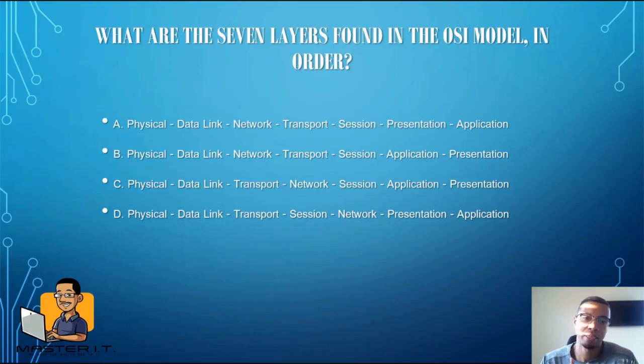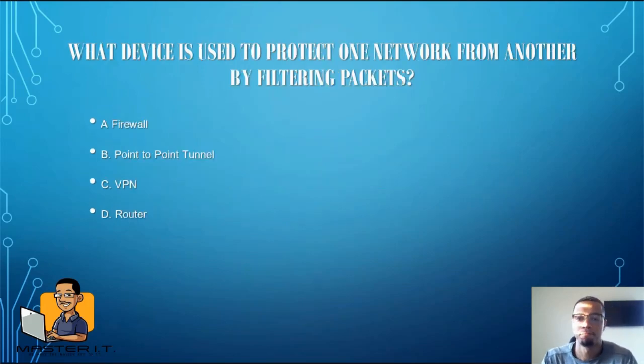What are the 7 layers found in the OSI model in order? Remember on the test, we always go from bottom to top, from bottom to top. So what are they in order? Easy, perfect. Physical, data link, network, transport, session, presentation, and application.